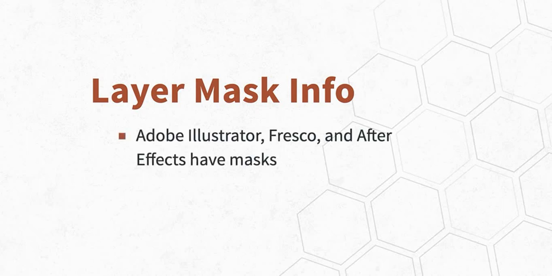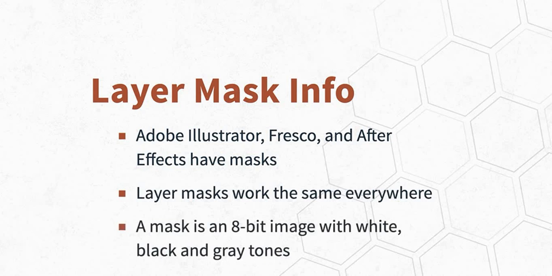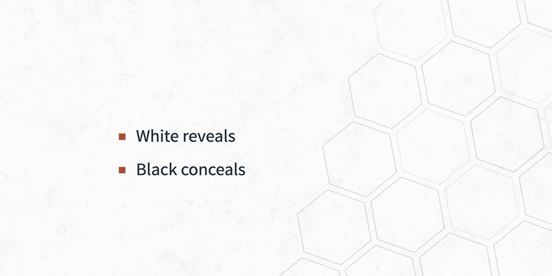Photoshop is the primary application we think about for image layer masking, but masks are found in other applications too, like Adobe Illustrator, Fresco, and After Effects. Wherever these masks are found, the concept is the same. A mask is itself an 8-bit image made with pixels ranging from white to black and all areas of gray in between. The white area of a mask reveals the contents of whatever is being masked. The black area conceals or hides it, and gray areas partially conceal.